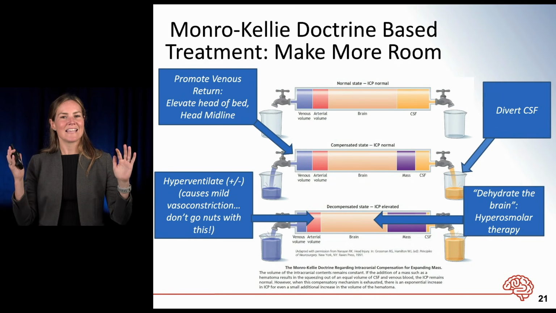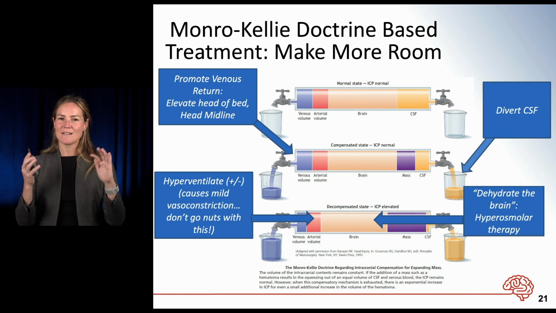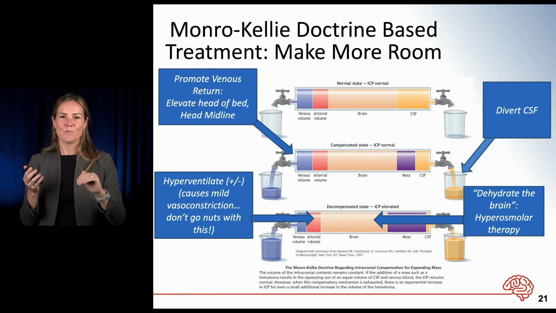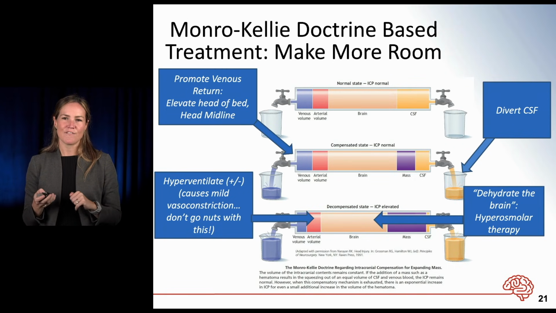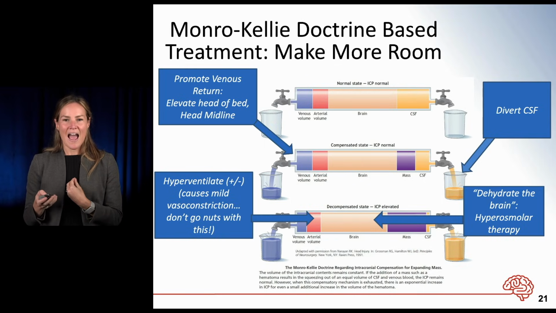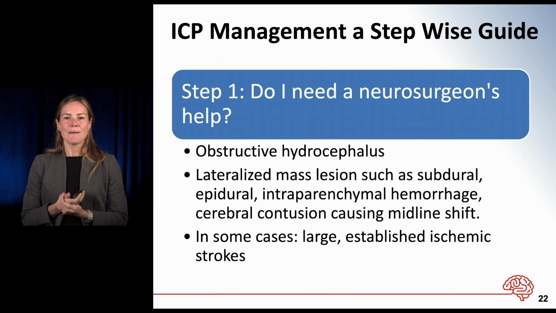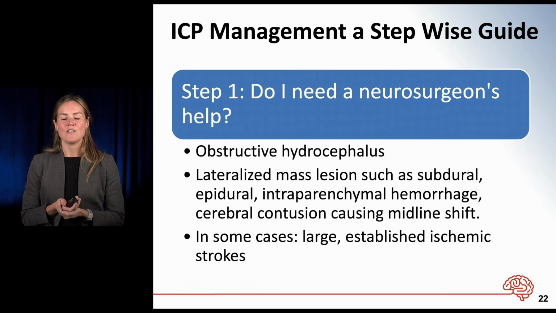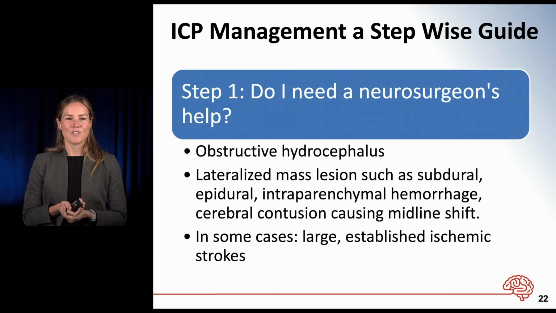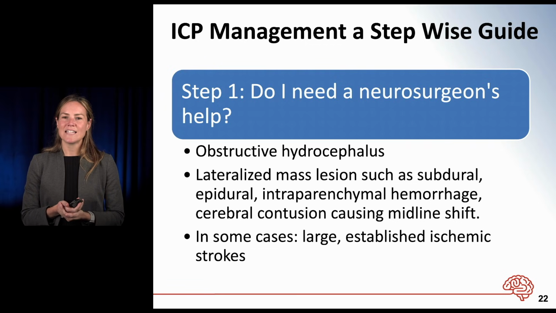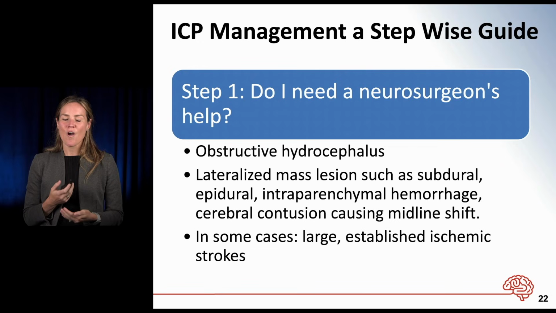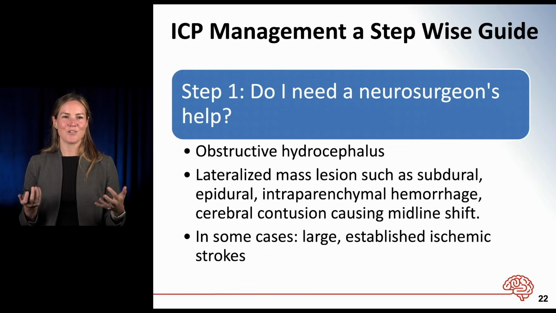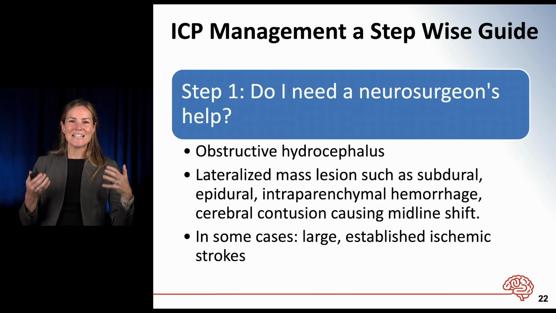This is really the key take-home slide. So if you want to save nothing else, this is what I would tell you to save. And now we're going to get into a little bit more details about how each of these work. The way that I approach this is step one, thinking about, do I need a neurosurgeon's help? So there are a lot of things that we can do with medicines, and we can take really good care of patients with high ICPs at the bedside, but there are some things that are just going to need a neurosurgeon's help.